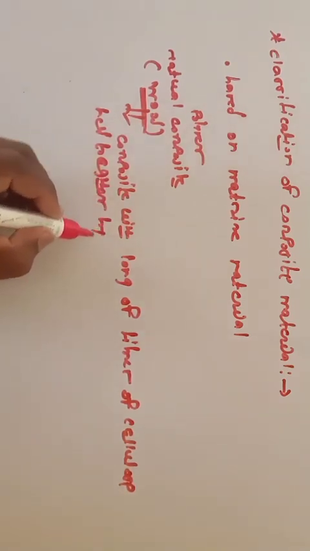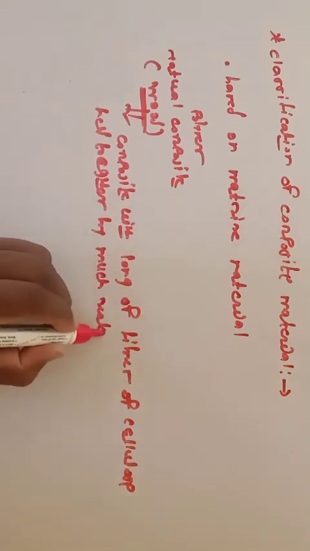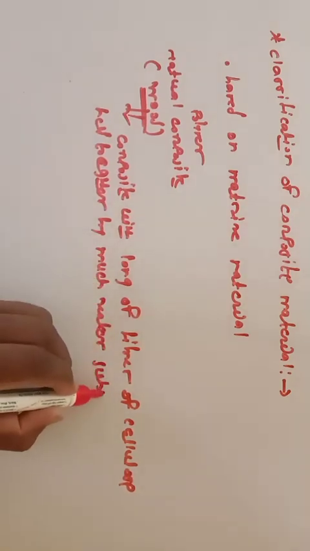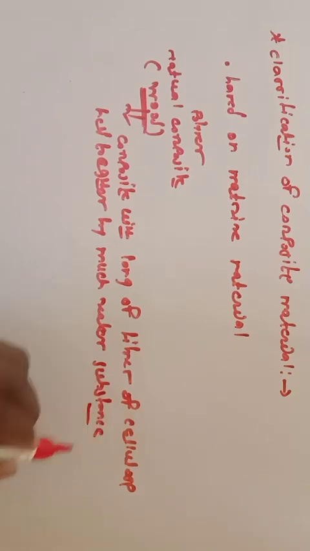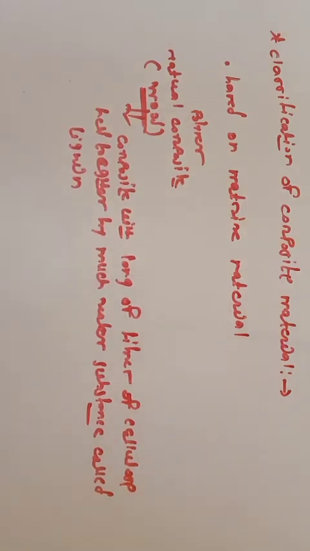by a much weaker substance called lignin. So wood is the best example of natural polymer composite in which the cellulose is your continuous phase, that is your matrix, and the lignin is your reinforcing material.